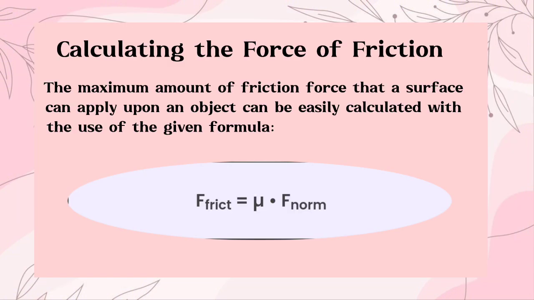Calculating the force of friction. The maximum amount of friction force that a surface can apply upon an object can be easily calculated with the given formula. F friction is equal to mu times F normal.